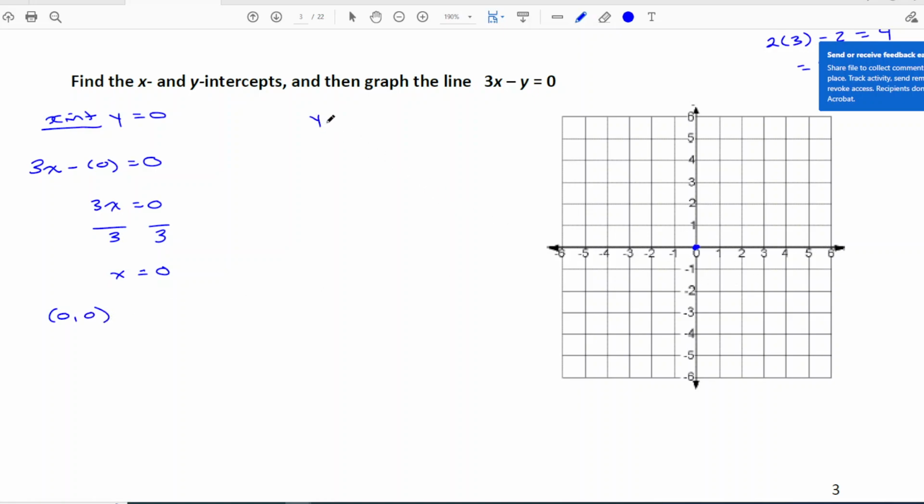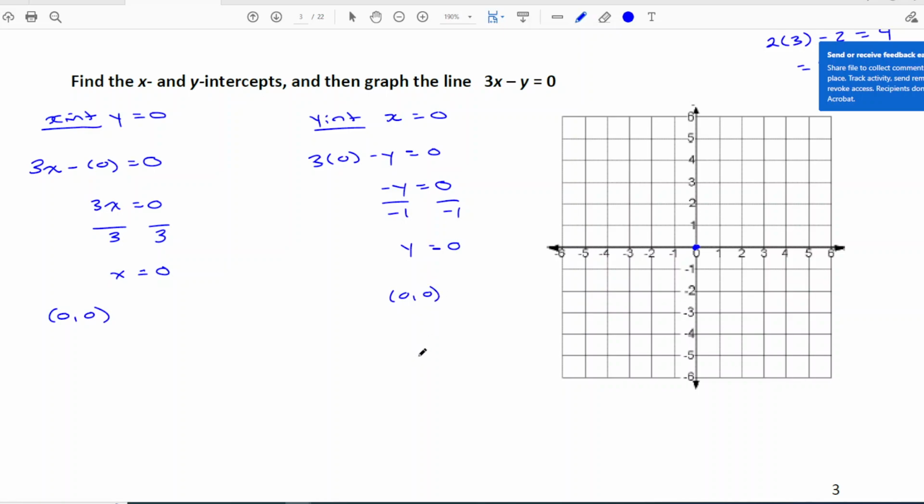The next thing I'm going to find is the y-intercept, which I'm going to do by letting x equal 0. And I get 3 times 0 minus y equals 0. I get negative y equals 0. Divide both sides by negative 1. I get y equals 0.